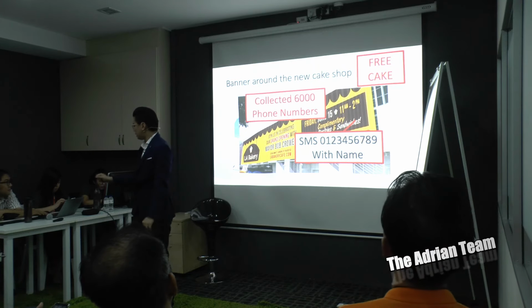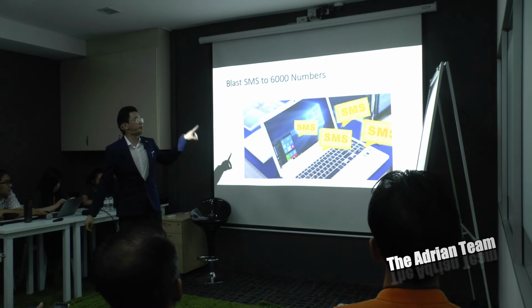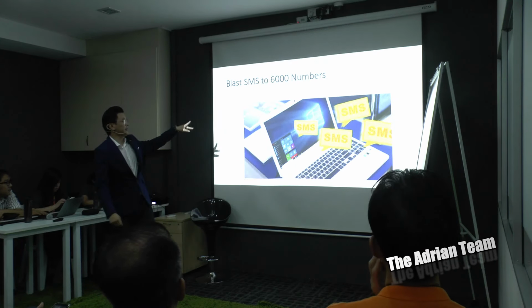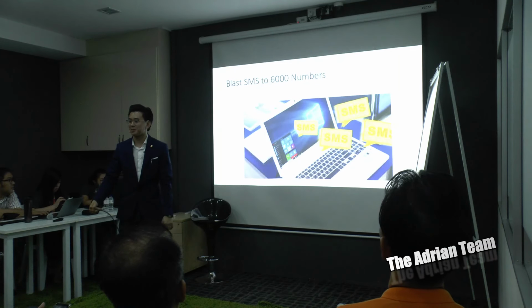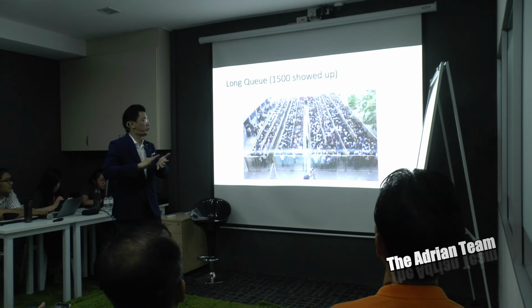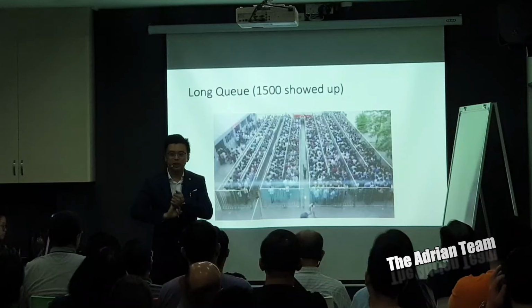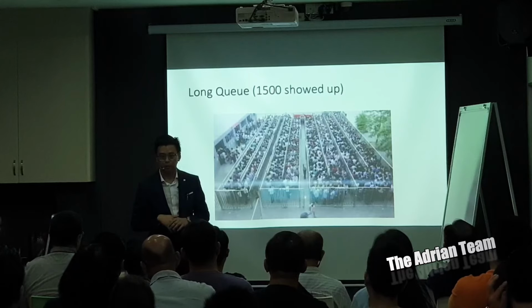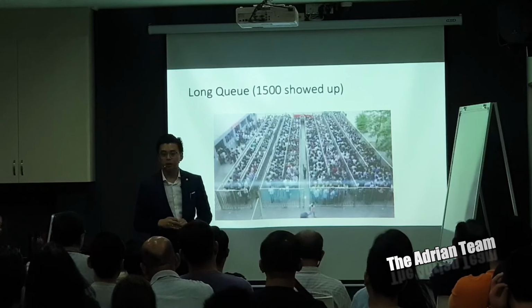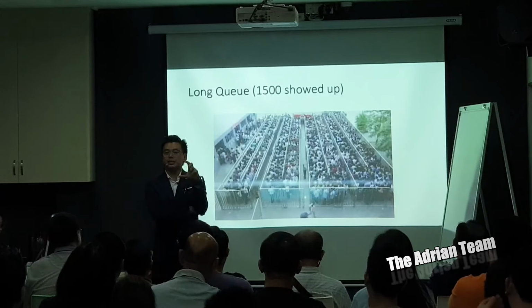Okay, now let's go to the aim. They aim to collect the database. Then when they collected the 6,000 phone numbers, you know what happens next? 3 days before the actual launch, they blast an SMS out to all the subscribers. That time SMS can blast link. So you know what they blast in the message?